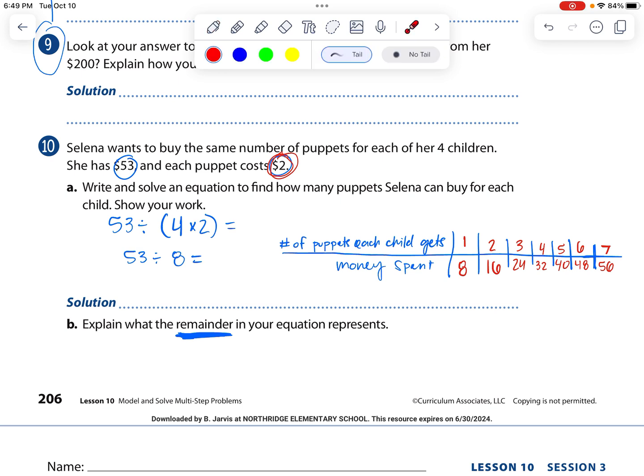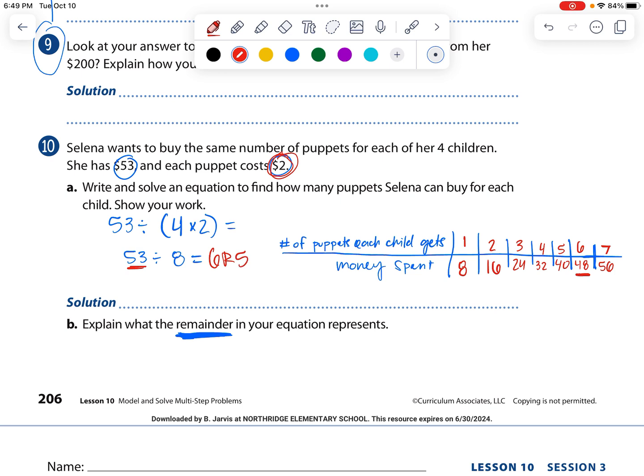Okay, we only have $53. 56 is over $53. So we know that right here is going to be our spot. Okay, so we have 6, but we have a remainder because 48 does not equal 53. So we have remainder 5. Don't know why I put remainder 3. We have a remainder of 5.